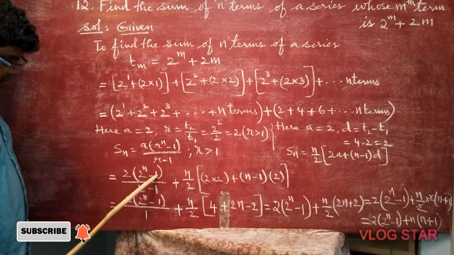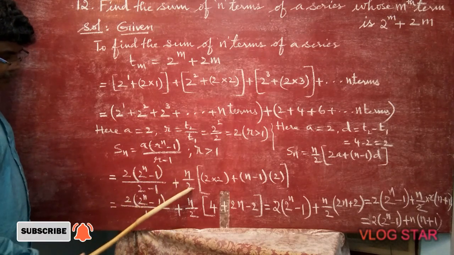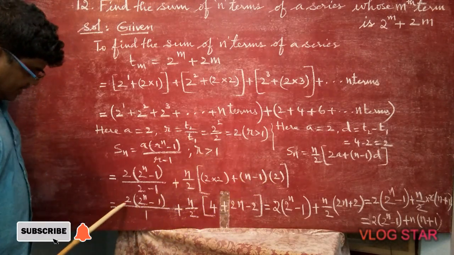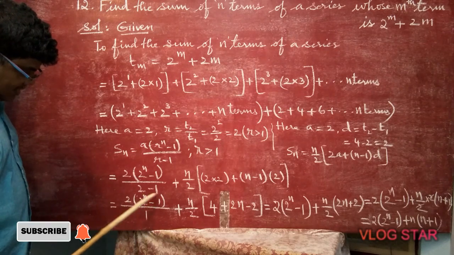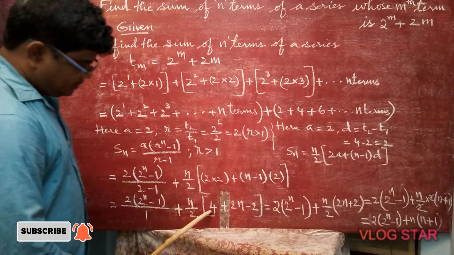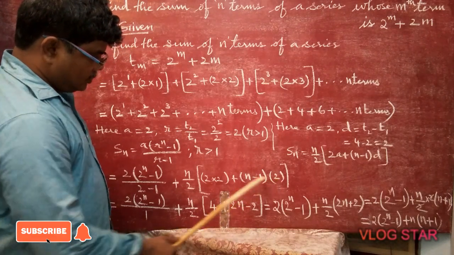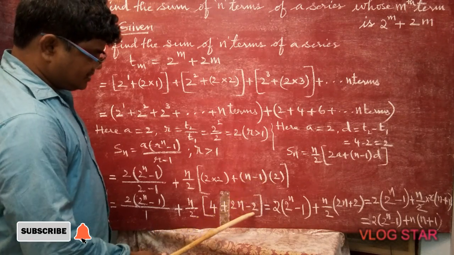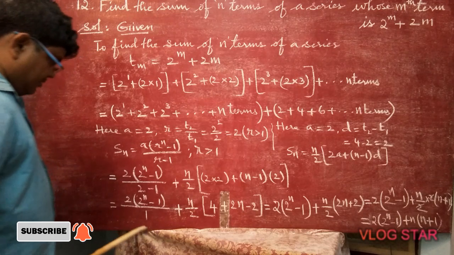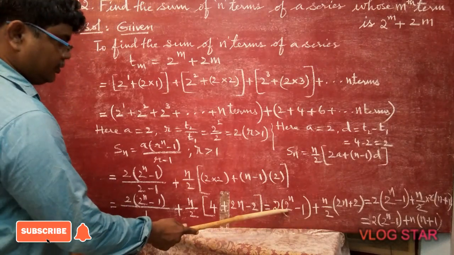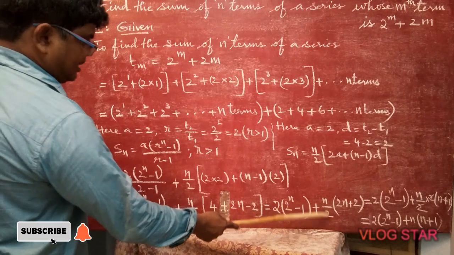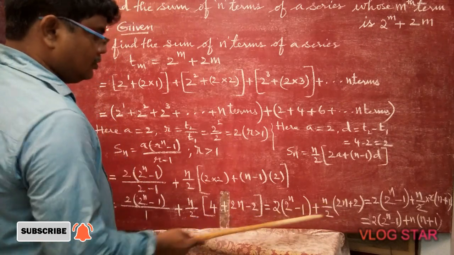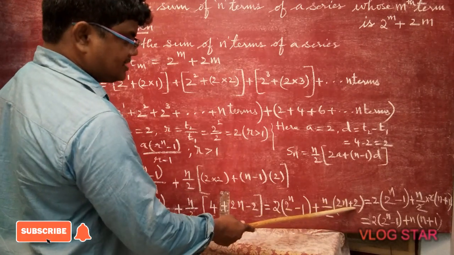Now 2 into 2 to the power of n minus 1 by 2 minus 1 plus n by 2 into 2a plus n minus 1 d, where a is 2 and d we got 2. Now simplify. 2 into 2 to the power of n minus 1, 2 minus 1 is 1; if you write 1 or not, no problem. First term 2 into 2 to the power of n minus 1, plus n by 2 into 2n, 4 minus 2 is plus 2. So n by 2 into 2n plus 2.